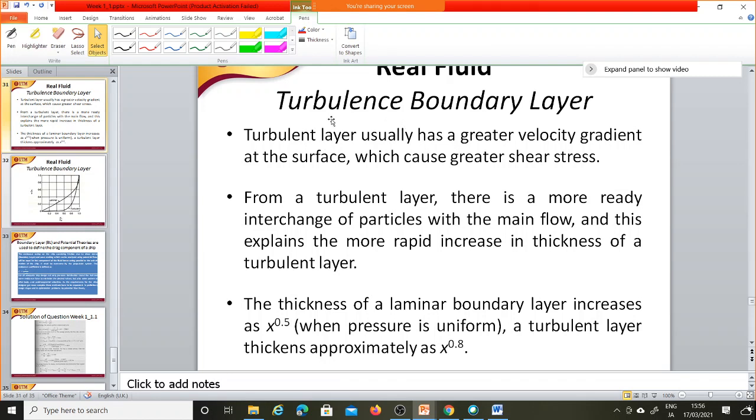So we have the turbulent boundary layer. A turbulent layer usually has a greater velocity gradient. You might find that I already mentioned these things. In the case of laminar flow we also have a boundary layer. In transition we also have a boundary layer. In turbulent flow we also have the boundary layer.